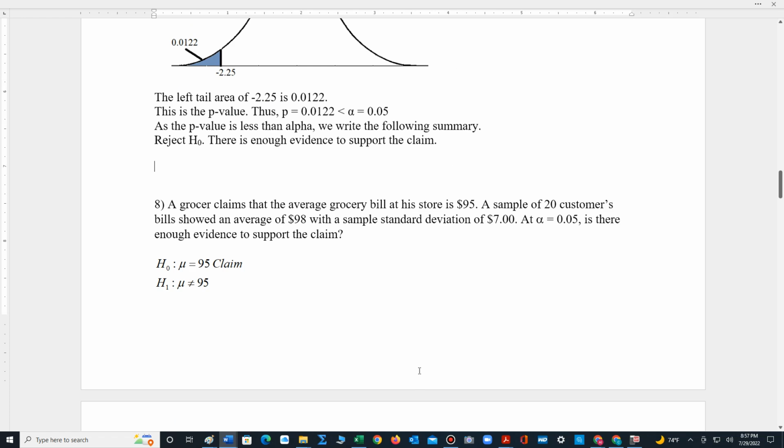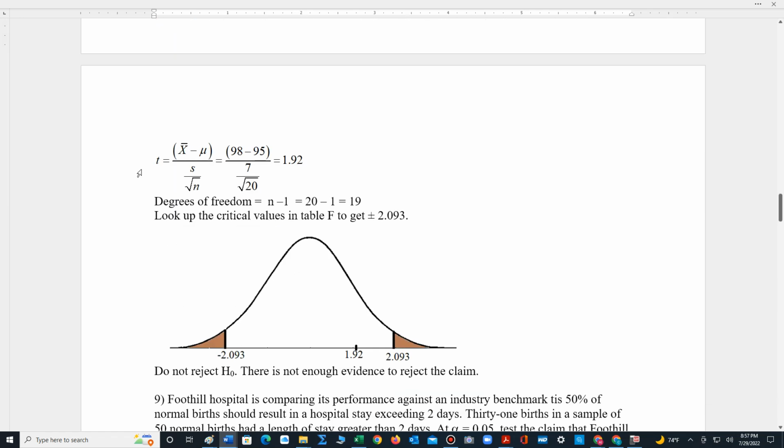So number 8, once again, we're testing a mean, but this time we're given a sample standard deviation. So that means we're applying the t-test. And the claim is that the mean is 95. So the mean is 95, that's our claim. It's H naught. H sub 1 has to be the opposite statement: the mean is not 95. Once again, we calculate t using our calculator. The formula is basically the same. The only alterations are that we have a t value and sigma is now s. Just calculate as I showed you before on the calculator in a similar manner. The t value is 1.92.